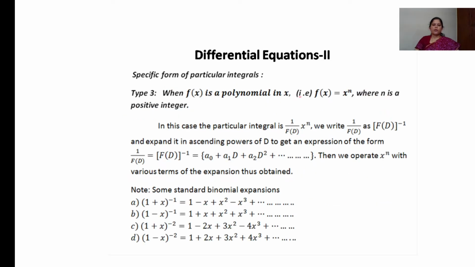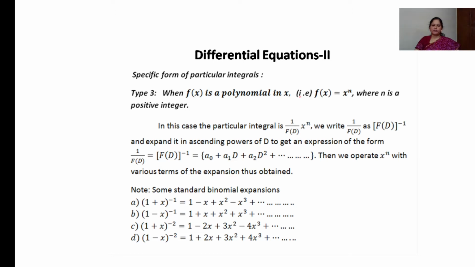So the specific form of particular integral. Whenever f of x is a polynomial in x, that means f of x is equal to x to the power n, where n is a positive integer. In this case, the particular integral is 1 by f of D into x to the power n.